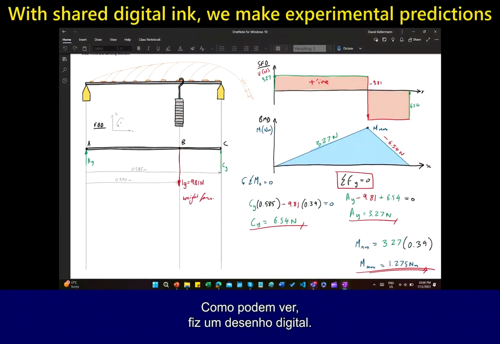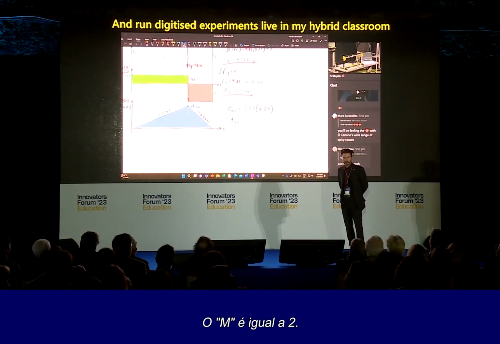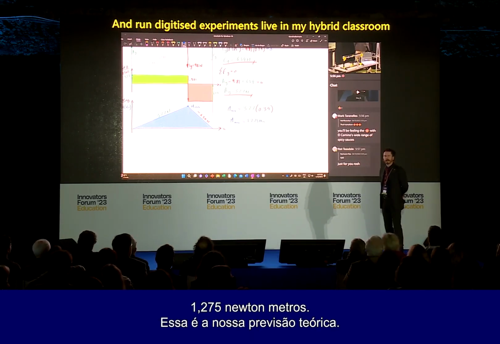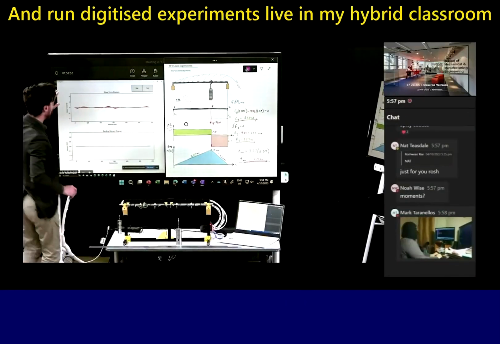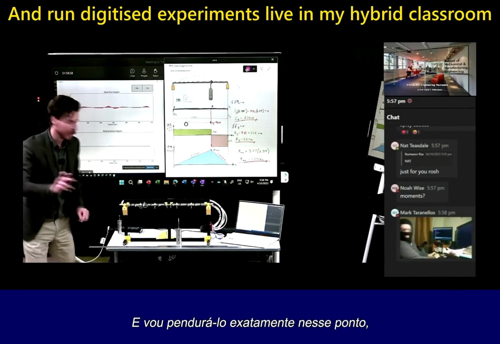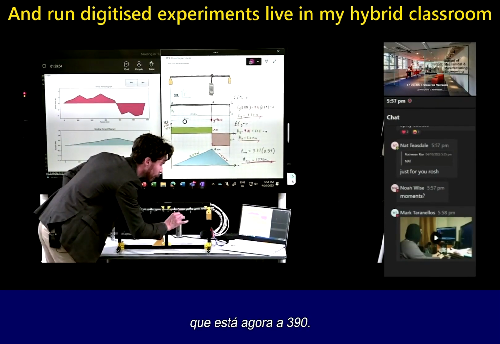So you can see here I've done all of the digital inking. I've drawn the hanger here where the weight is going to be along the beam, and we've drawn, for any mechanical engineers in the room, a shear force diagram and a bending moment diagram. And the blue triangle that you see here is the prediction of what the bending moment profile should be throughout the internal beam. M max equal to... That's the maximum moment. 1.275 Newton meters. That's our theoretical prediction. So we have got our shear force diagram and our bending moment diagram coming live through the rig. And I'm going to hang it at exactly that mark, which is at our 390.